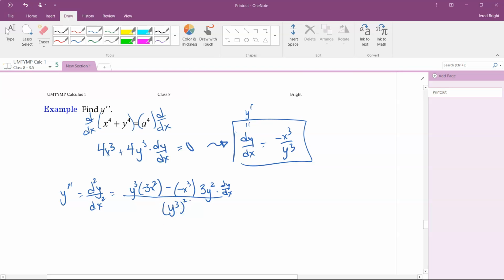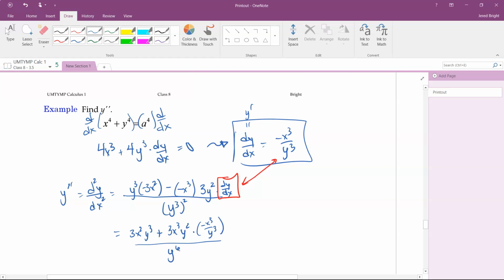Okay, now you'd think you'd be done at this point, right? Actually not, because you have this dy/dx expression there. What do you do with that? Well, don't we find dy/dx? Isn't it like right there? So we need to substitute this back in and see what we get. So simplifying this, we get minus 3x squared y cubed plus 3x cubed y squared times, now I'm going to insert dy/dx, minus x cubed over y cubed, and then all over y to the sixth.